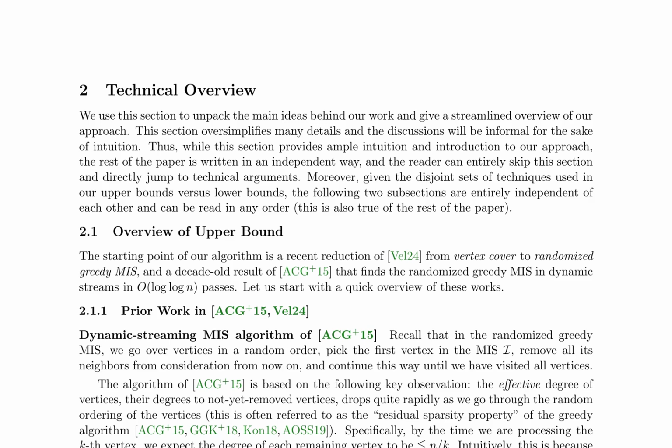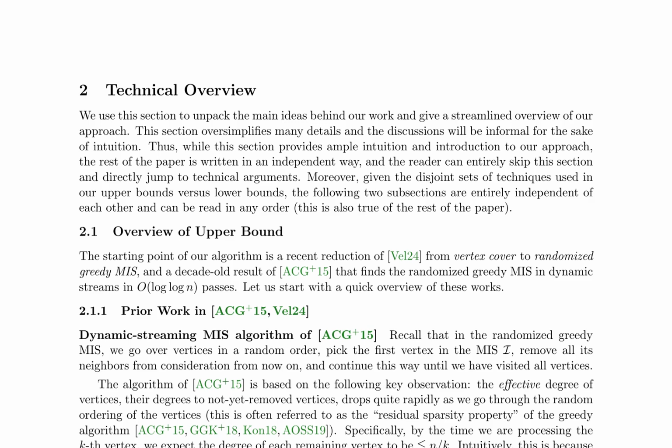The technical overview of the paper provides a streamlined explanation of the main ideas and approach. The algorithm builds upon two prior works, the dynamic streaming MIS algorithm of ACG+15, and the model-independent reduction of Veld-24 from vertex cover to randomized greedy MIS.